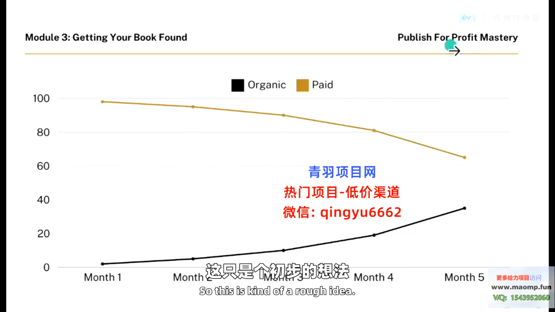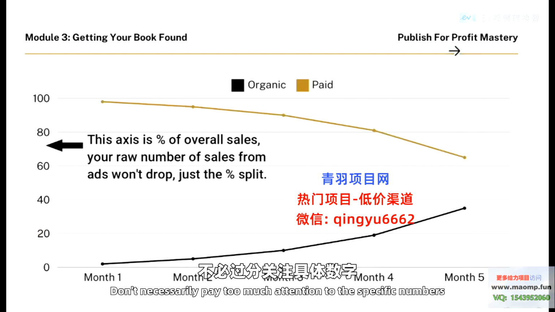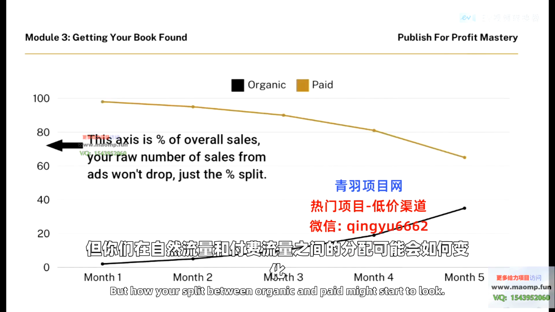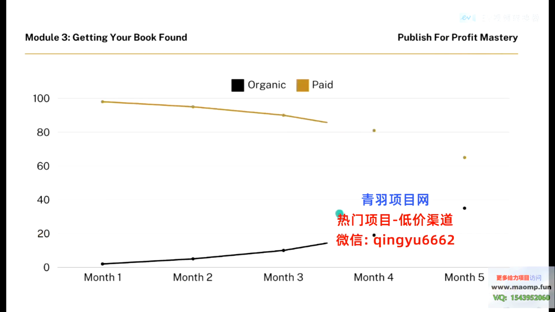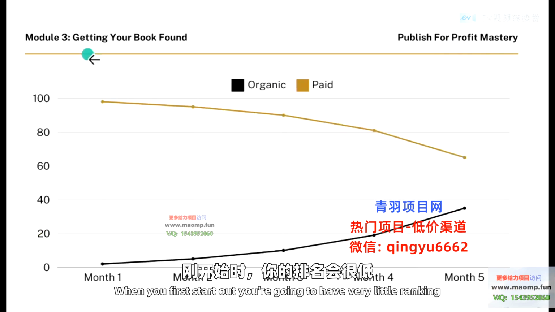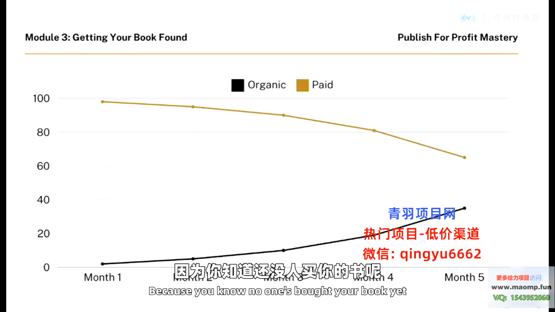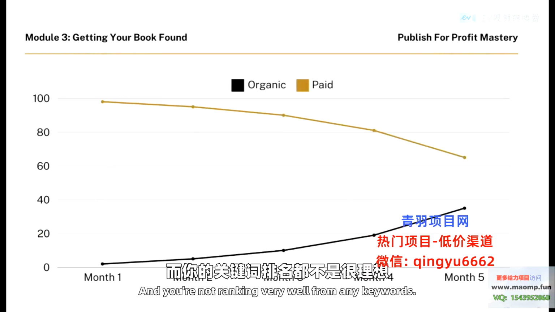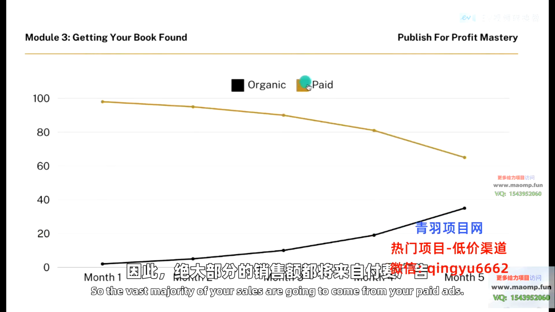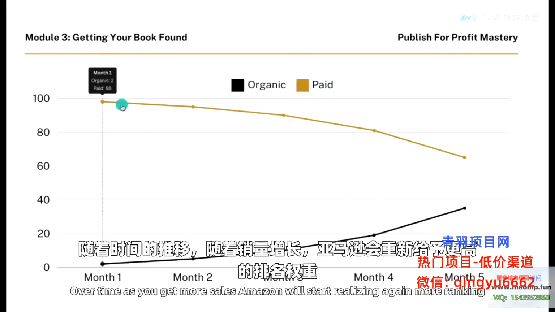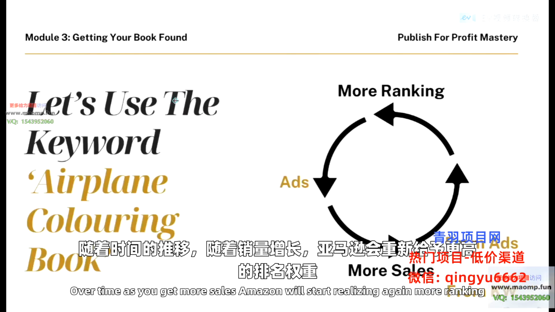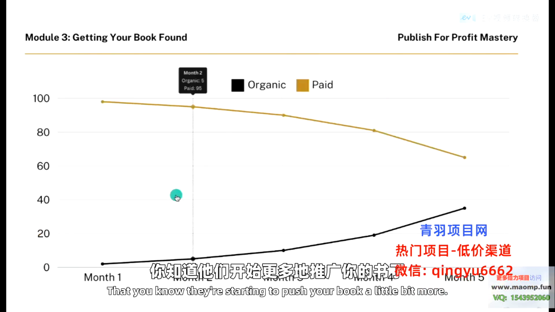So this is kind of a rough idea. Don't necessarily pay too much attention to the specific numbers, but how your split between organic and paid might start to look. So if you go back to this feedback cycle in mind, when you first start out, you're going to have very, very little ranking because no one's bought your book yet, or very few people have bought your book and you're not ranking very well for many keywords. So the vast majority of your sales are going to come from your paid ads. But over time, as you get more sales, Amazon will start realizing, again, more ranking, that they're starting to push your book a little bit more.